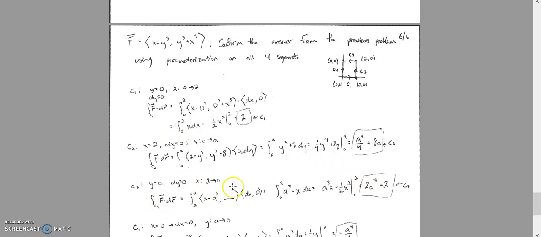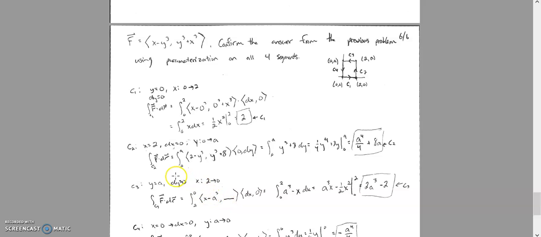And then I'll go back in after I talk about this stuff. So C3 is, y is a. I'm going from this spot to that spot. So y is a, dy is 0. And then x spans from here to there. So it goes from 2 down to 0.